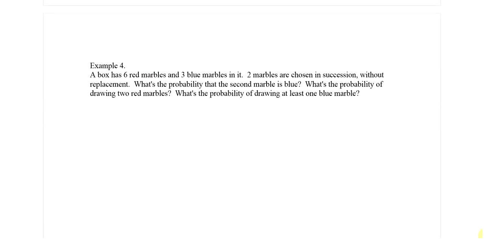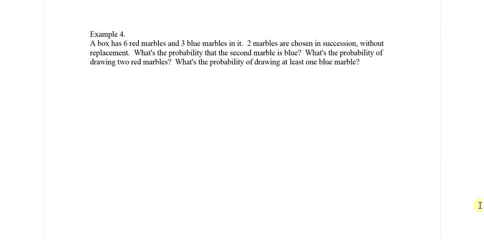Okay, another example. So we have 6 red marbles and 3 blue marbles in it, and you choose 2 marbles in succession without replacement. So that means we're picking one out, putting it aside, picking out another one. If it was with replacement, you pick one out, you look at it, you record what it is, and you put it back in. Okay, so what's the tree diagram look like for this?